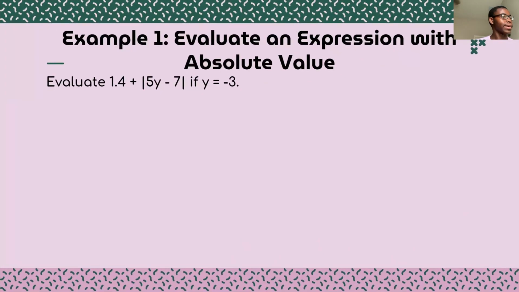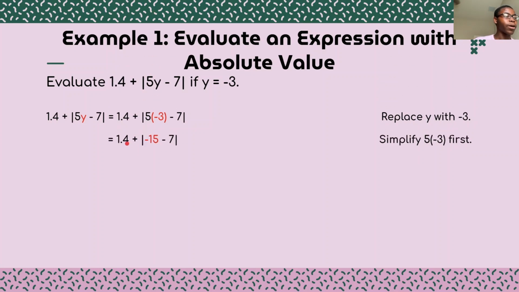And to put that in an example where we have to evaluate an expression with absolute value, we're going to be evaluating 1.4 plus the absolute value of 5y minus 7 if y is equal to -3. So we're supposed to plug in y, which is -3, inside y over here. And that would give us 1.4 plus the absolute value of -15 minus 7, because 5 times -3 is -15 after we simplified.